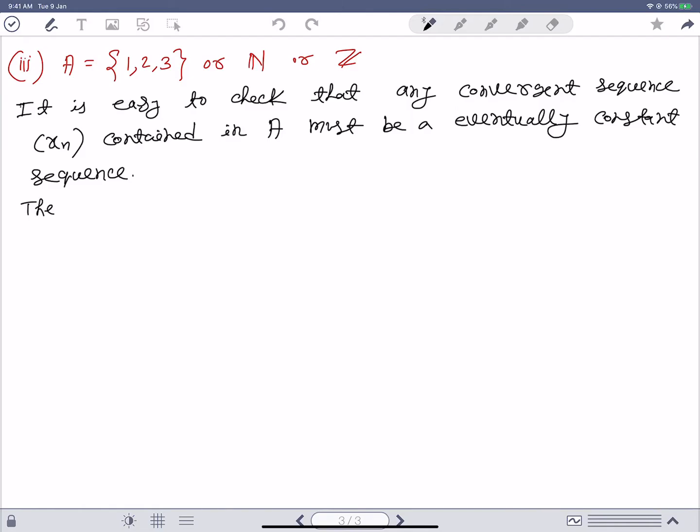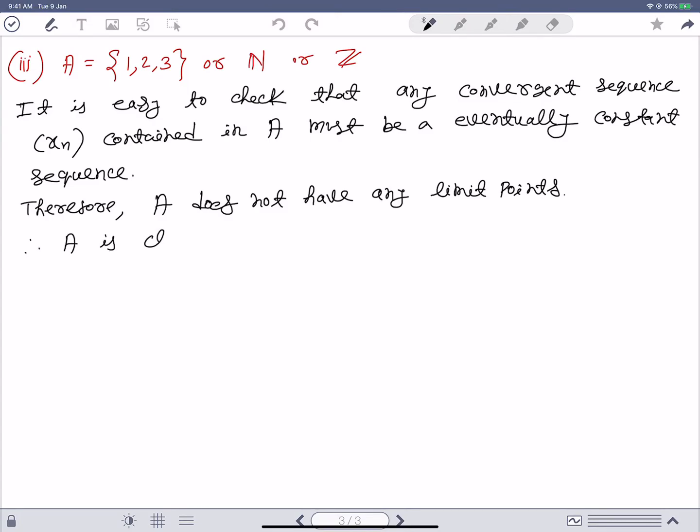So therefore A does not have any limit points. Since A does not have any limit points, in other words, you can say that A contains all of its limit points. So therefore, by default, A is closed.